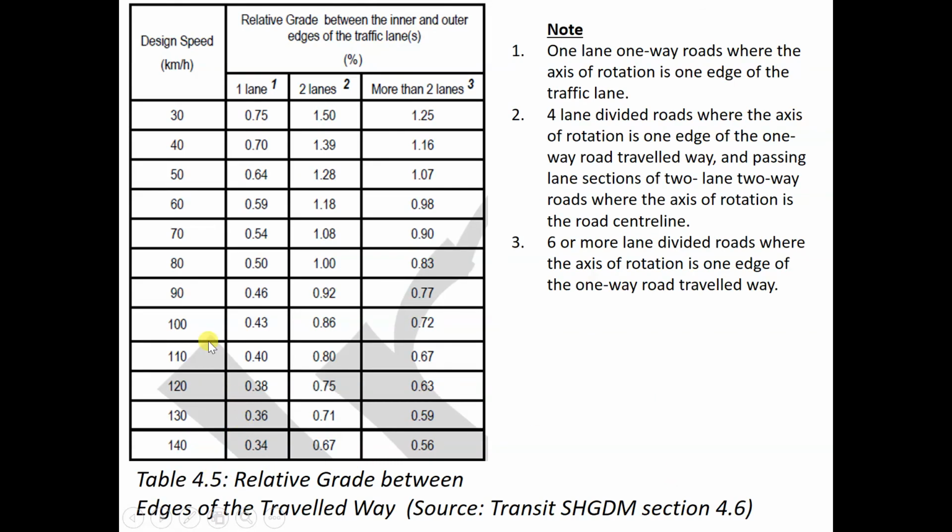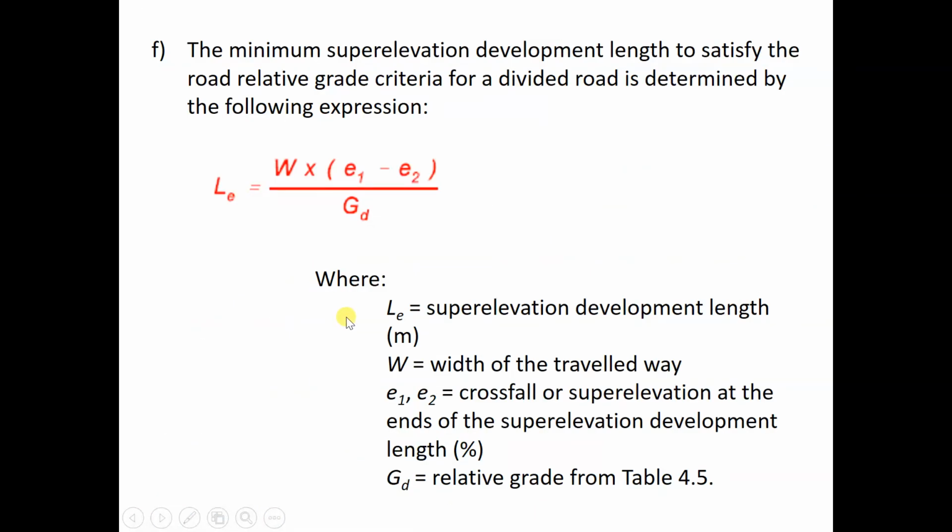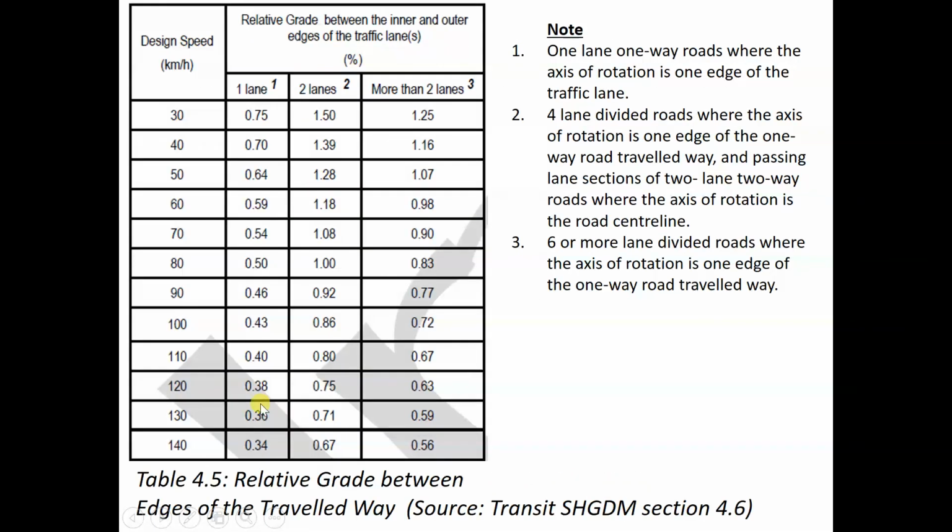So in this table 4.5, there are different speeds. Let's say you travel at 50, then it depends on how many lanes your road is divided into, for this divided road, 1 lane, 2 lanes, more than 2 lanes, you get a different value: 0.64, 1.28, 1.07. That's the GD, the relative grade. So if you have 100, then it is based on whether it's 1 lane, 2 lanes or more than 2 lanes.